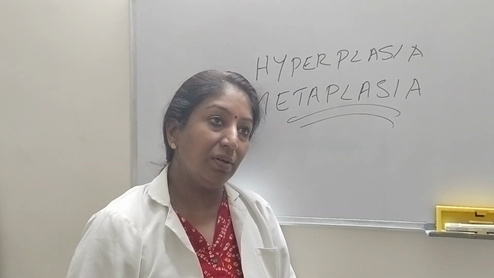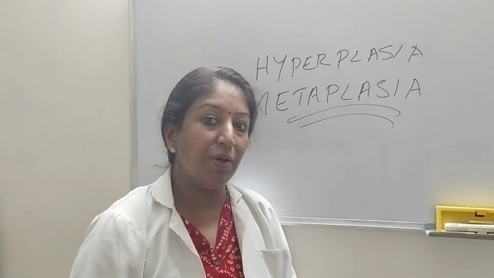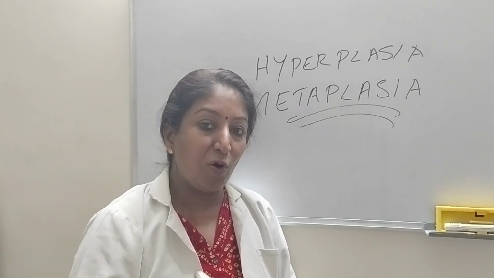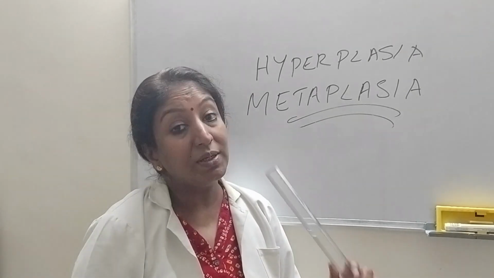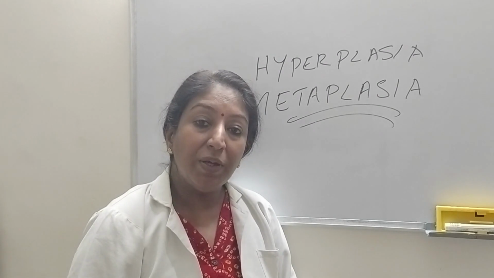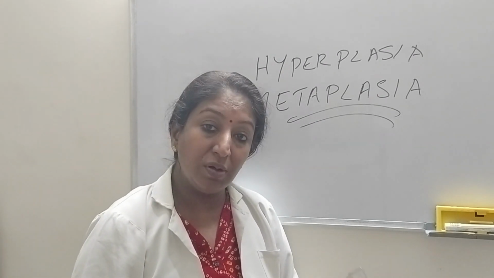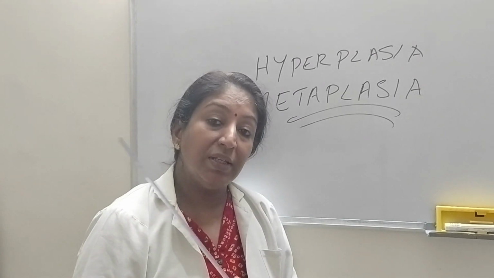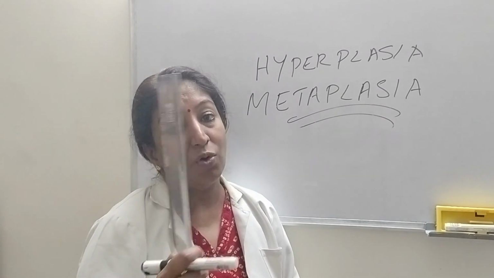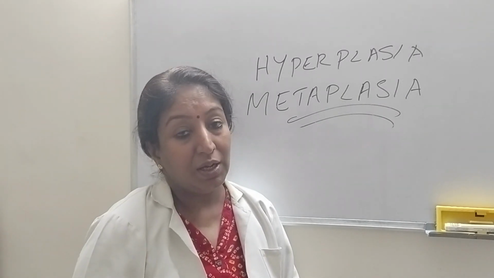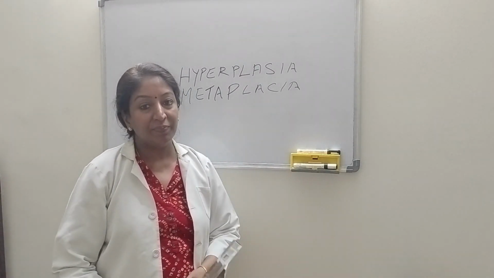I'll give you examples. For example, ciliated columnar epithelium which lines the bronchi is replaced by squamous epithelium in those people who are heavy smokers or chain smokers. In those people, the ciliated columnar epithelium is converted into squamous epithelium. So you have seen one example of metaplasia. I will give you one more example.